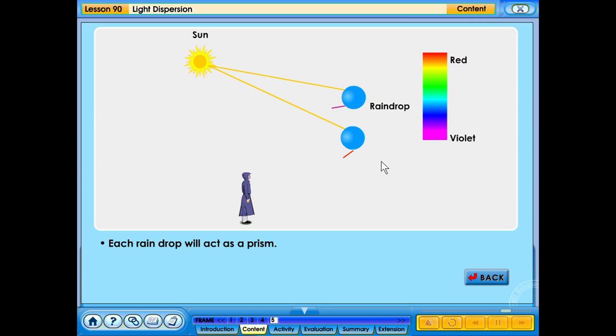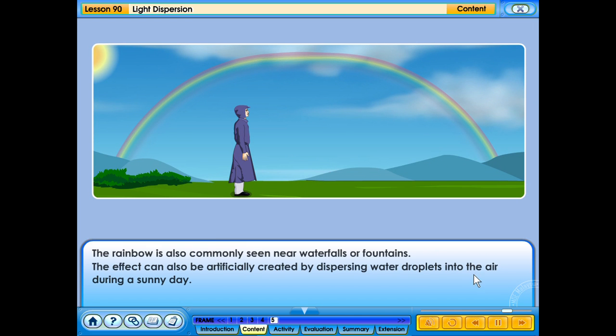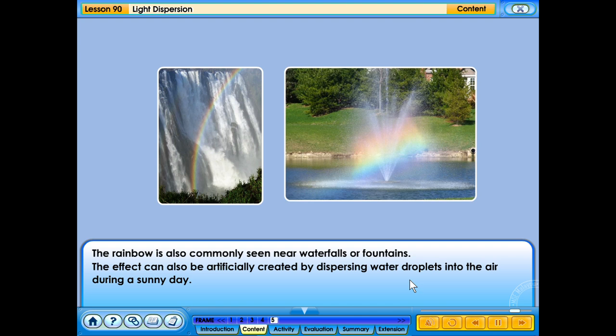Each raindrop will act as a prism. White light is dispersed into different colors by the raindrop. Red light is refracted lesser than violet light. The rainbow is also commonly seen near waterfalls or fountains. The effect can also be artificially created by dispersing water droplets into the air during a sunny day.